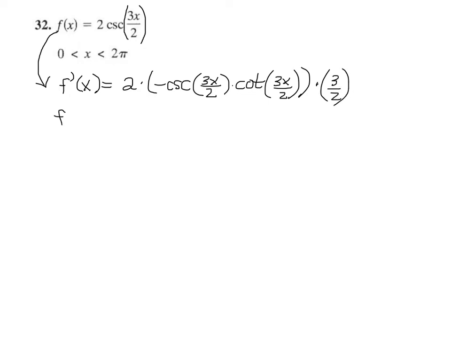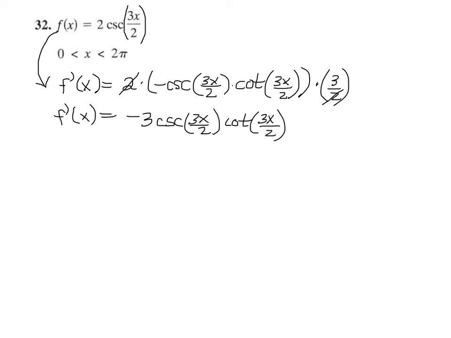If I simplify the derivative, and I probably should do that before I go any further, the 2's are going to cancel from the 3/2 and the 2. I can bring that 3 out front, and it's going to be negative 3 cosecant of 3x over 2 times cotangent of 3x over 2. Now when you go to the second derivative, it's going to get a lot more involved because we're going to have to start using the product rule.